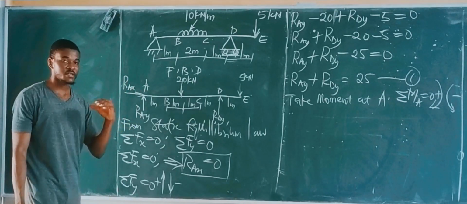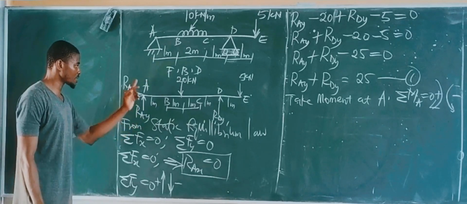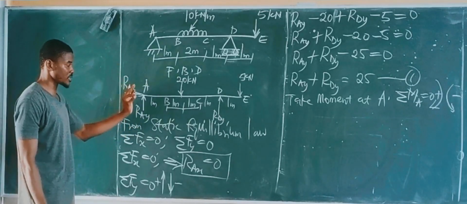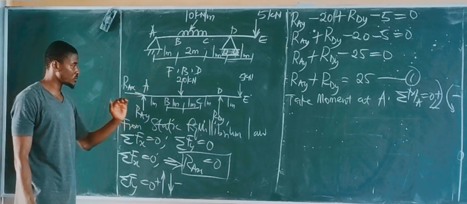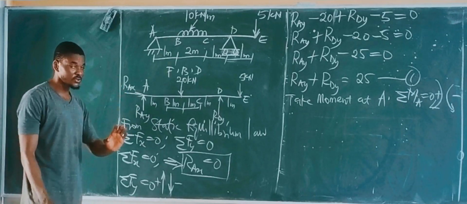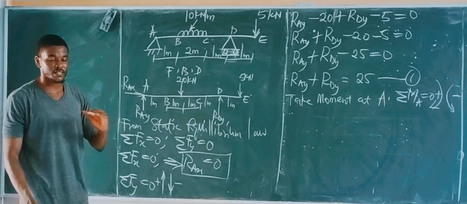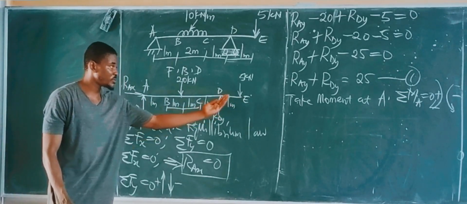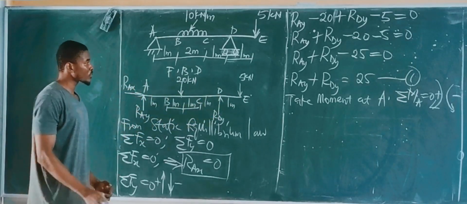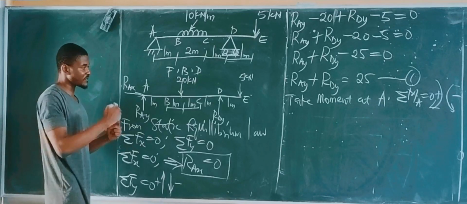Since moment is force times distance, and the two forces are already at point A, there is no distance between them and point A. So we multiply their force by 0, because the distance between them is 0. That means the moment of these two forces at this point automatically becomes 0. So we simply take the moment of every other force on the beam about point A. Taking the moment of the 20 kN force about point A, moment is force times distance.